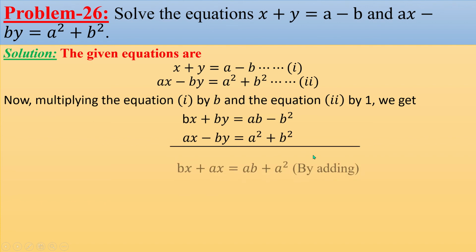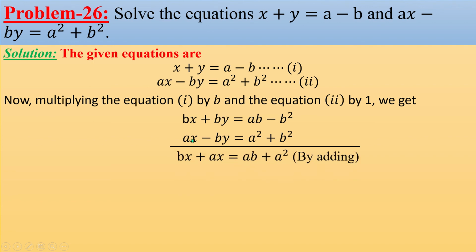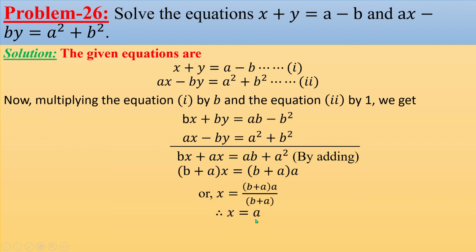Now adding, this and this cancel, bx plus ax equals b square cancel ab plus a square. Here x is common, so it will be b plus a, here a is common, so here will be b plus a into a. Both sides this and this are the same, so we have to divide both sides by b plus a. As a result, x equals a.